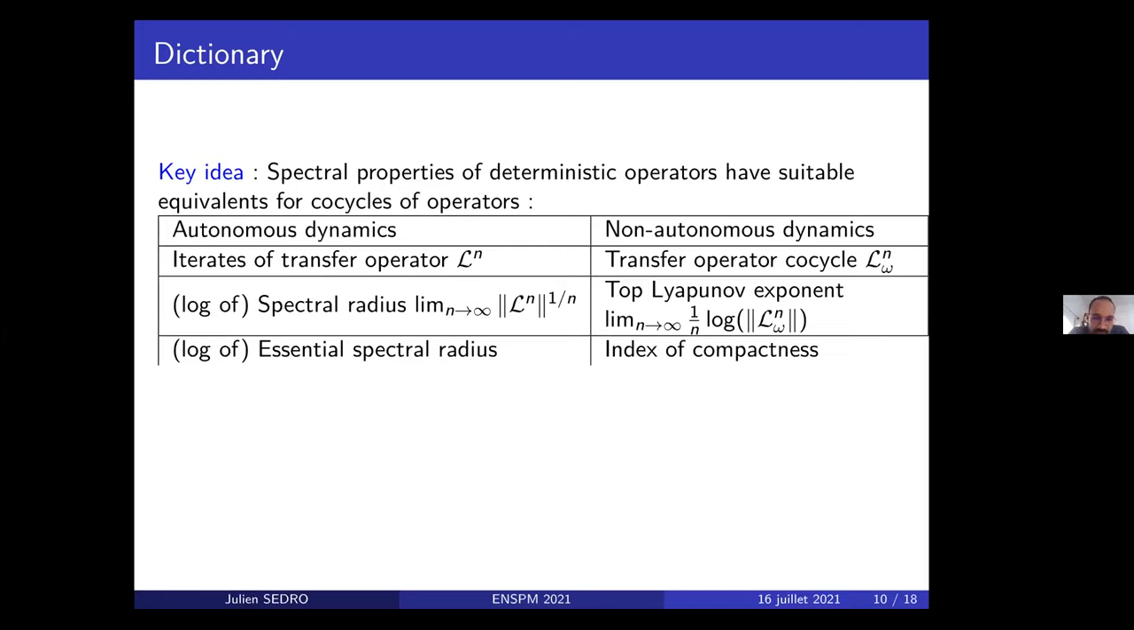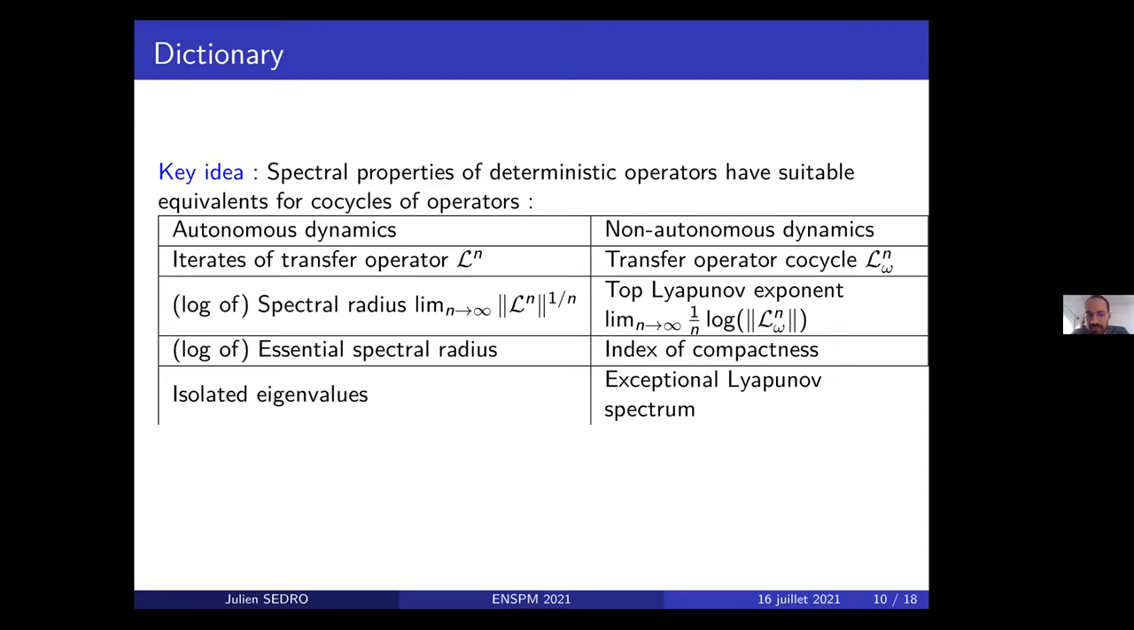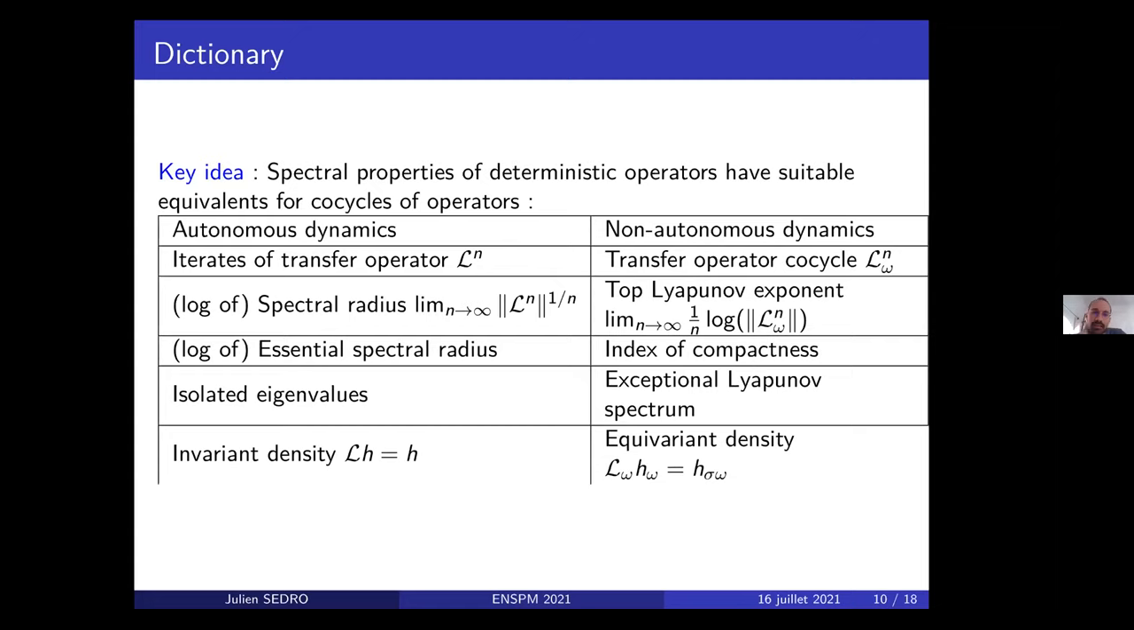The equivalent of the essential spectral radius would be played by something called the index of compactness, which I won't define here. But just know that you have an equivalent of the essential spectral radius, so you can define what it means to be quasi-compact when the index of compactness is strictly smaller than the top Lyapunov exponent. The isolated eigenvalues, the part of the spectrum in between the essential spectral radius and the spectral radius, will be called here the exceptional Lyapunov spectrum, and the invariant density equation L h = h will be played here by the equivariant density equation. So h_omega is sent by L_omega to h_sigma omega. Okay, you move fibers, but it plays the same role. And if you have this table in mind, hopefully what I will say next will make sense.